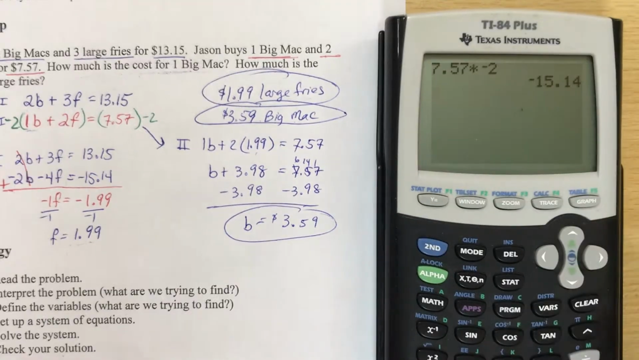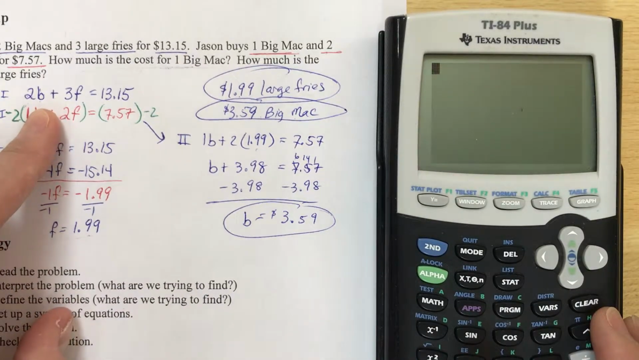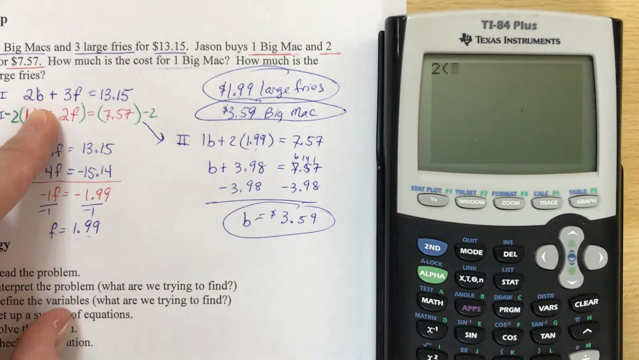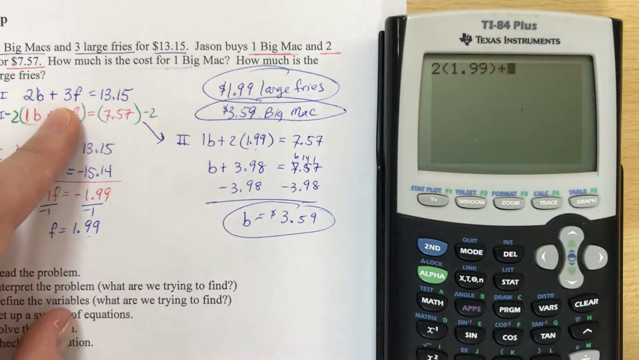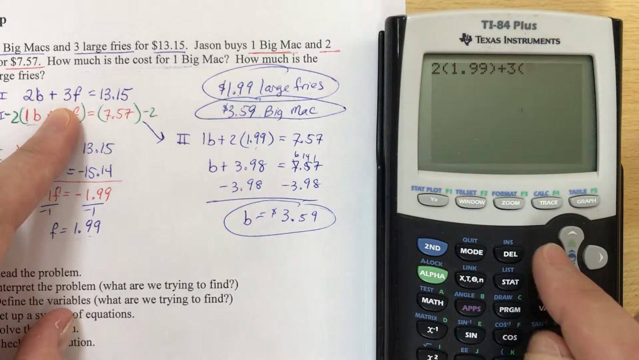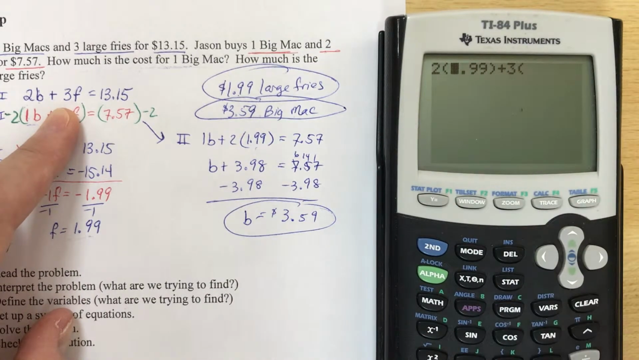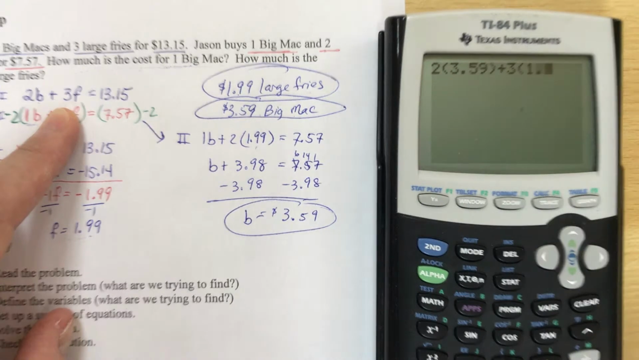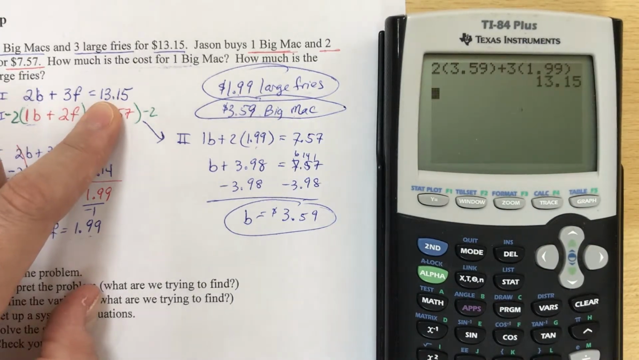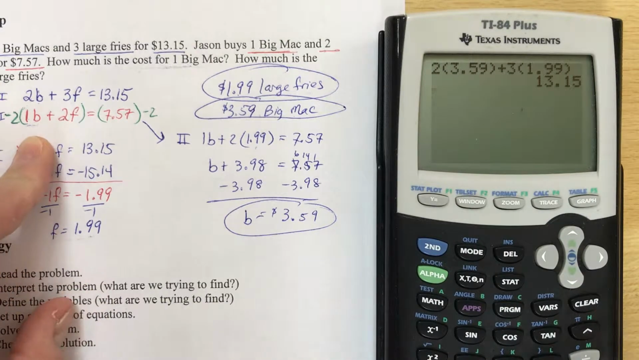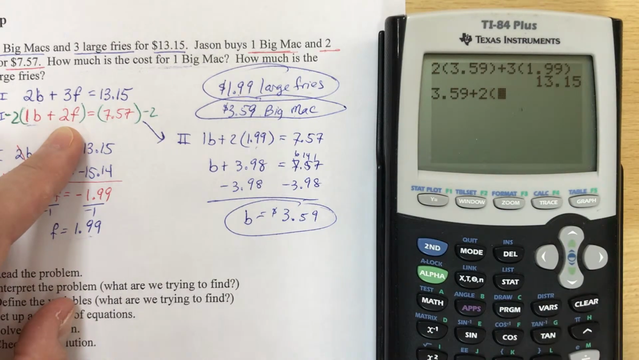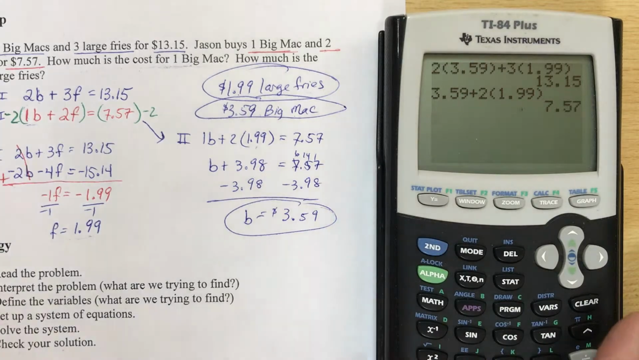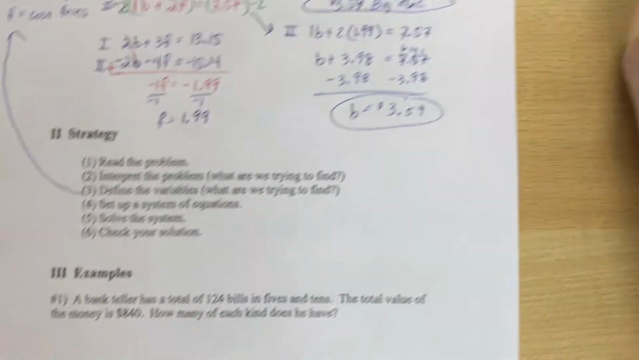It should make sense. So we had Alex bought 2 Big Macs, and then he bought 3 large fries. Whoop, the Big Mac, I almost made a mistake, $3.59. And the large fries was $1.99. Did he spend $13.15? Check. And then for Jason, he bought 1 Big Mac. He bought 2 large fries, which each cost $1.99. He spent $7.57. Check. So we know that we're right.